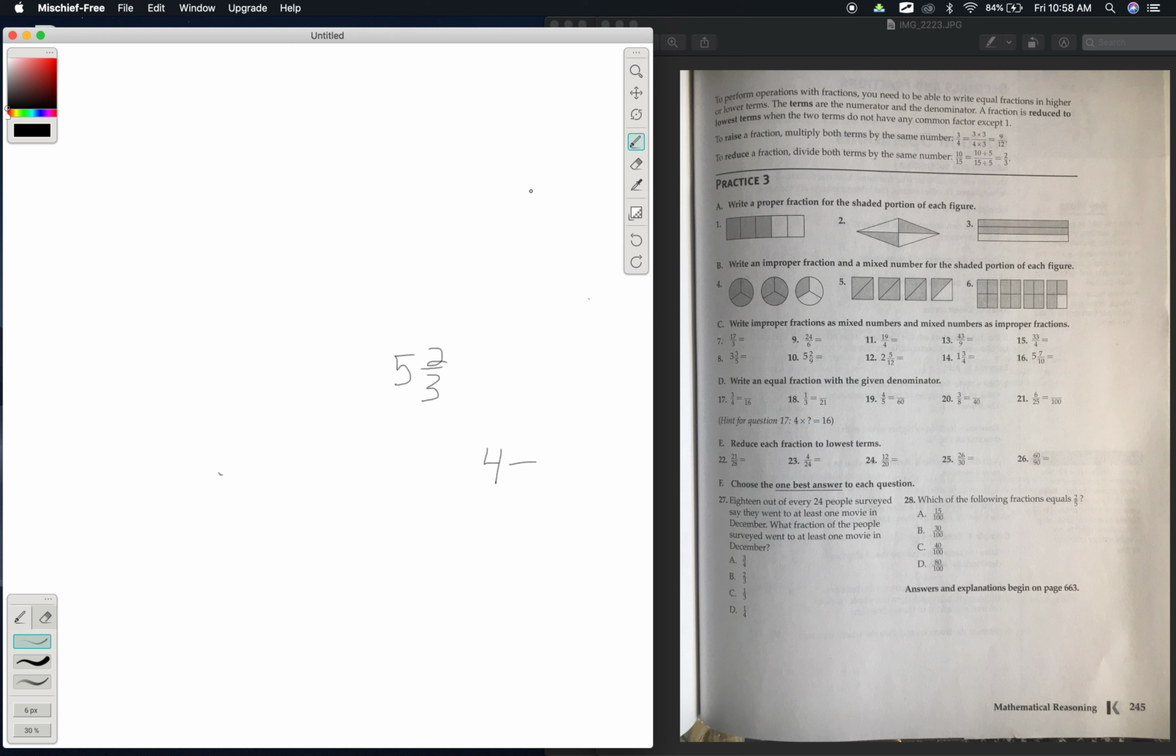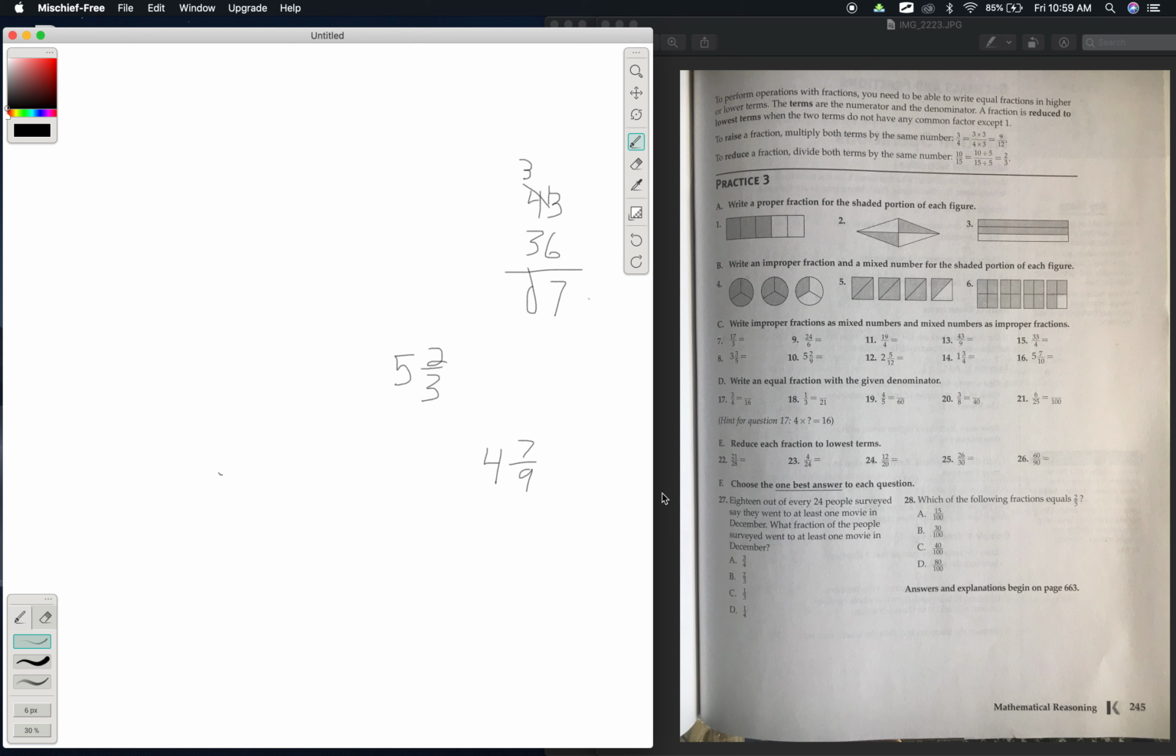You could actually just do this in your head, but for the sake of it, 43, 36. Basically, can 3 take 6 away from 3? No. So borrow from there and make this 4 a 3 and make this a 13. 13 minus 6 is 7. 3 minus 3 is 0. So we have 7 remaining. So 4 and 7 over 9, because remember, you keep the denominator.